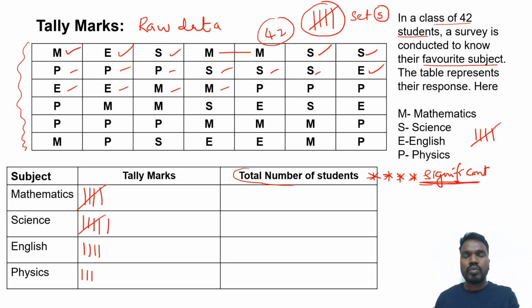So as I said, four vertical lines, and the fifth one will be a cross. And P, how many? One, two, three. Three P's are there. So this is one, two, and three. Next again P.